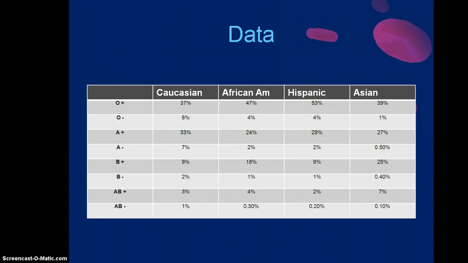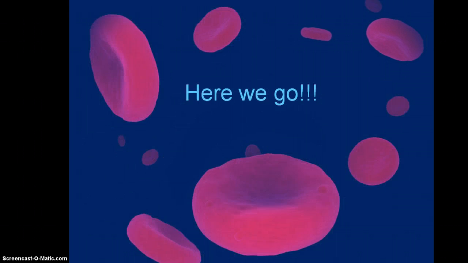So again, here's our data. We have our ethnicity at the top: Caucasian, African American, Hispanic, and Asian. Down the left side of our table are the blood types. And then filling in the table are the percentages of which ethnicity has that blood type. With that being said, we'll head over to Excel.